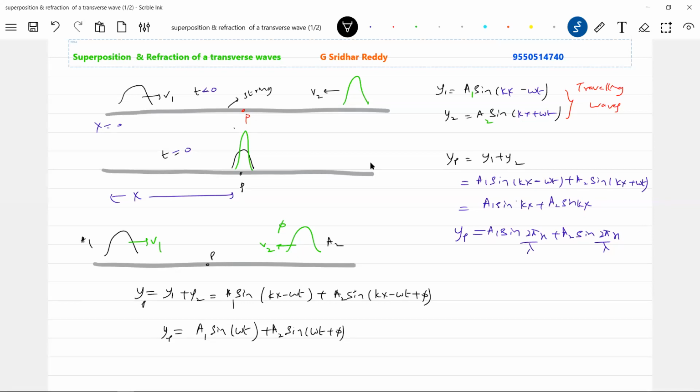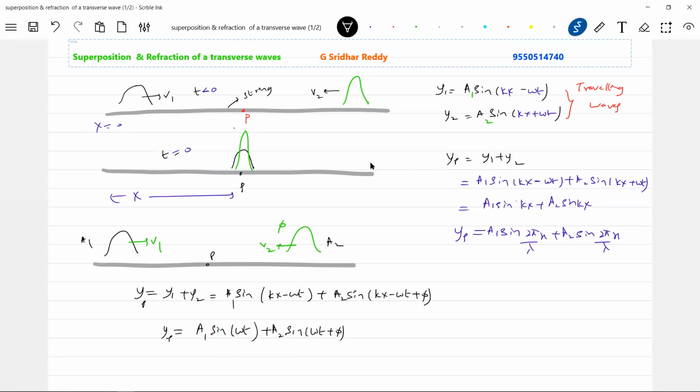Even if one of the waves has some phase, no problem, bring that phase into the picture. You have come across this somewhere. Can you recollect? Superposition of SHM: how to find the resultant amplitude at that instant of time. I think we are in a better position now.